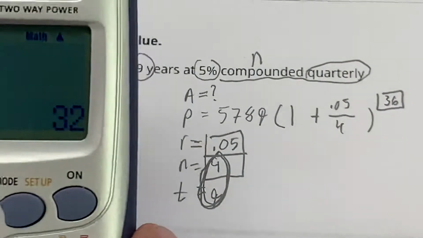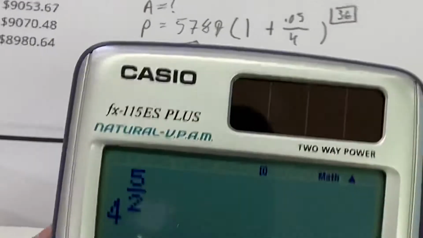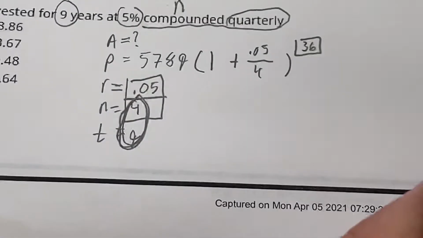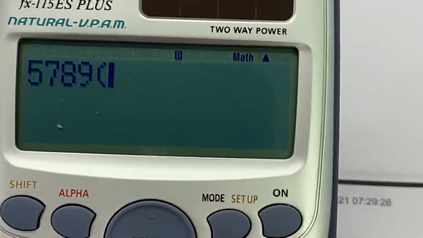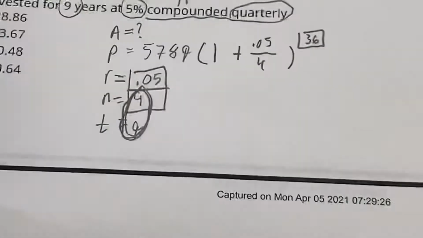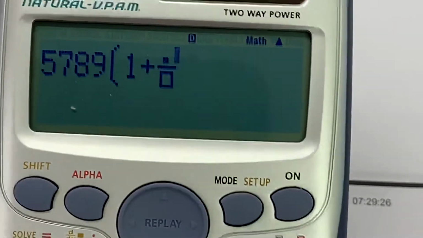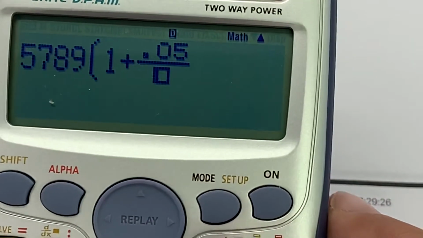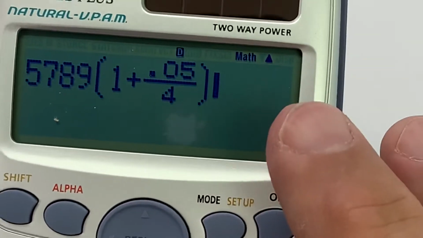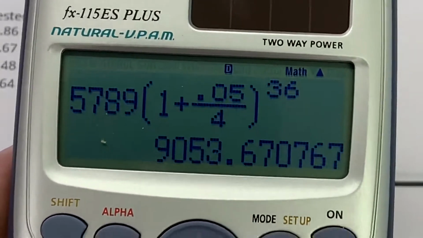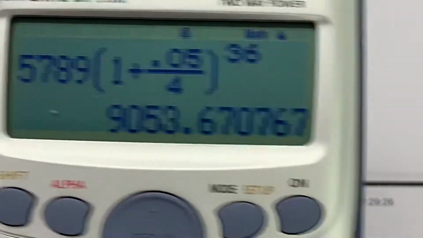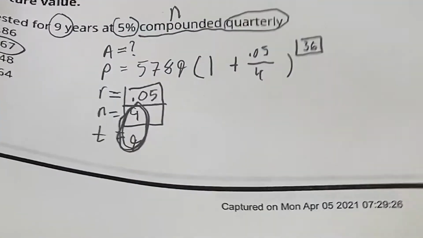Now it turns into a calculator key-in. So you're going to type in that whole row. 5,789, parentheses, 1 plus fraction bar. And it's 0.05. Don't mess that up. 0.05. If you mess up with the decimal place, it's going to really wreck it. Over 4, right arrow, close parentheses, to the 36th power. And that'll tell us how much we'll have in 9 years. $9,053.67. $9,053.67. It worked out pretty well.